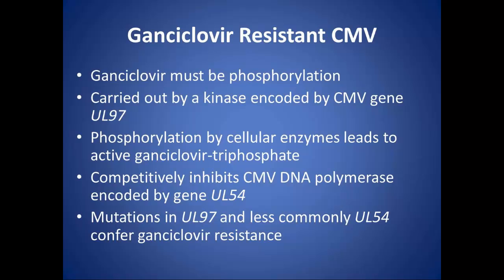The UL97 mutation is much more common, and resistance tends to occur in sequence, where you get the UL97 mutation first, and then you get the UL54 later. So they don't come kind of randomly. The 97 occurs first. It's the most common, and then the 54 can come later. So it's a sequential thing.